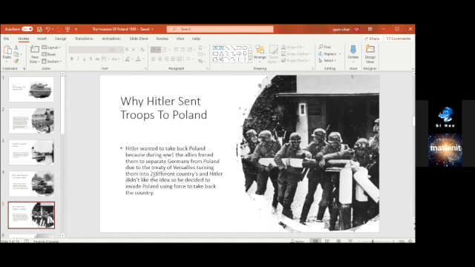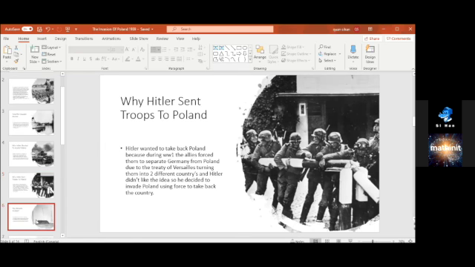Hitler wanted to take back Poland because during World War One, the Allies forced them to separate Germany from Poland due to the Treaty of Versailles, turning them into two different countries. And Hitler didn't like that idea, so he declared to invade Poland using force to take back the country.